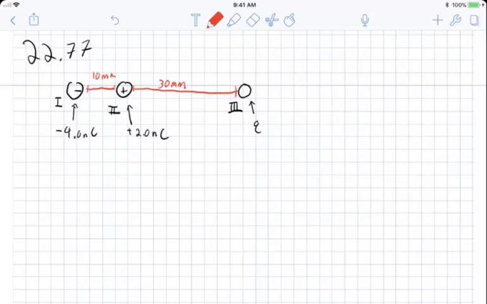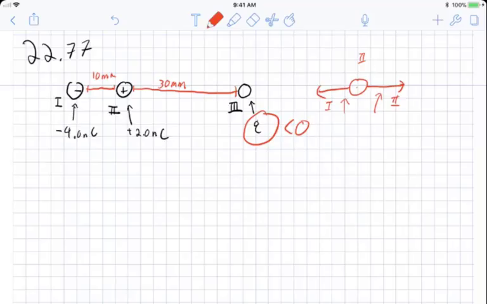So how could particle 2 feel no force? Well, it's feeling a force pulling it to the left from particle 1. So to counteract that, it must be feeling a force pulling it to the right from particle 3, where these two forces have the same magnitude. In other words, particle 3 must be negative. So they're both attracting. It's pulling particle 2 to the left and the right with equal strength, and that's why it feels no force.